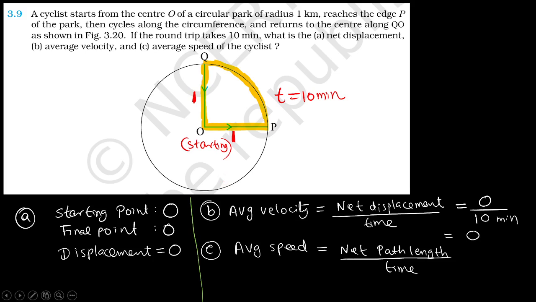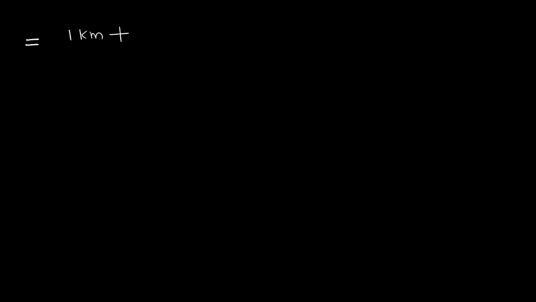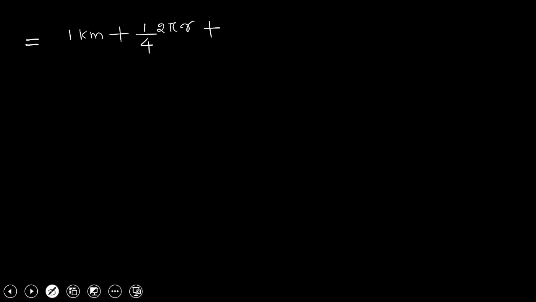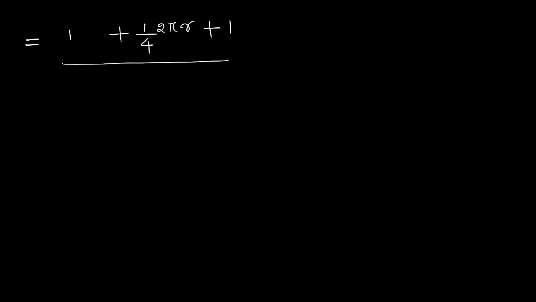So the path length OP is 1 kilometer. PQ is 1/4 of the perimeter of the circle. Let me write here and complete it. After that you can ask me doubts. 2 pi r, I will substitute. PQ is 1/4 of 2 pi r. QO is there. QO is 1 kilometer. The unit is kilometer, you know. Okay. I will substitute r in the next step.